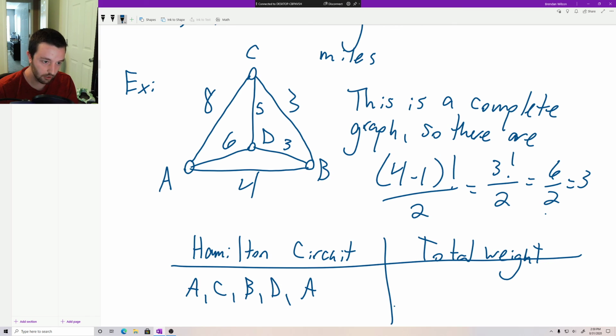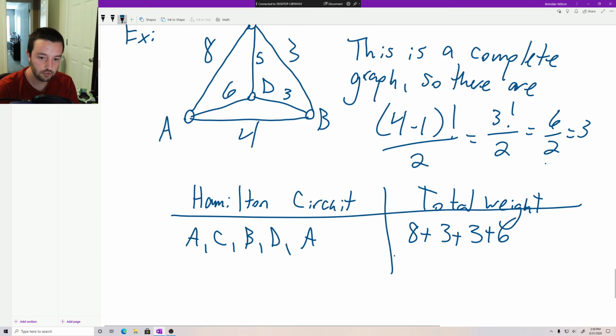So let's list the total weight here. When we go A to C, that's 8. C to B, that's 3. B to D is 3, and then back to A is 6. So we have 11, 14, 20. Okay.